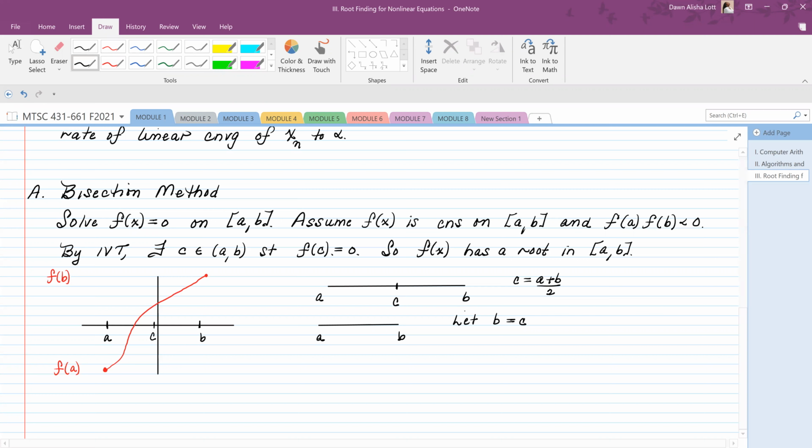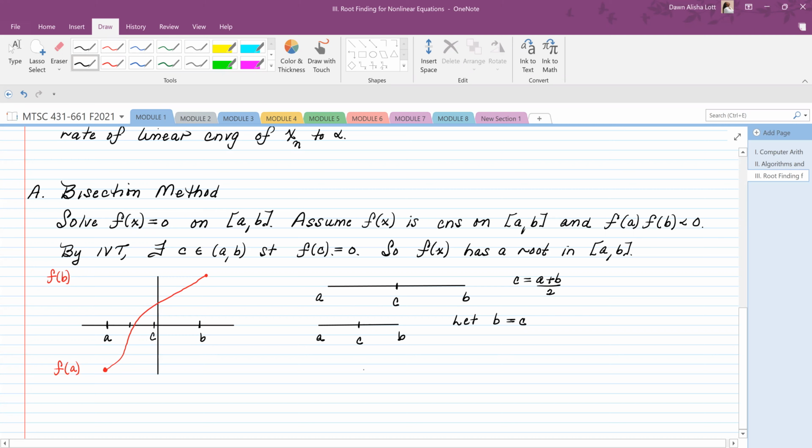If f of C and f of B are opposite signs, I know the root is in CB. So once I know what interval it is, I'm either going to let B equal C or let A equal C. And now I'm going to do it again: chop it in half again and get a new C.